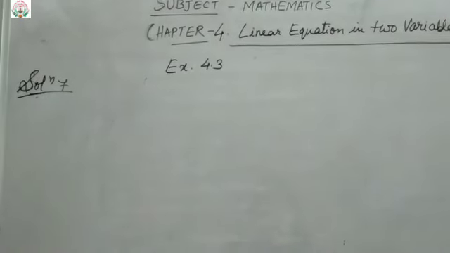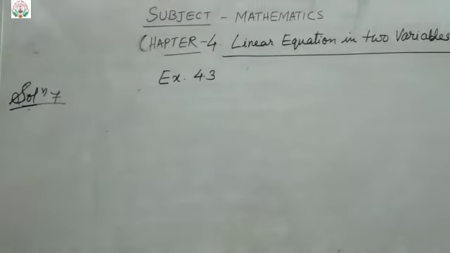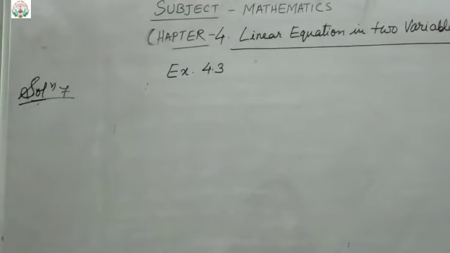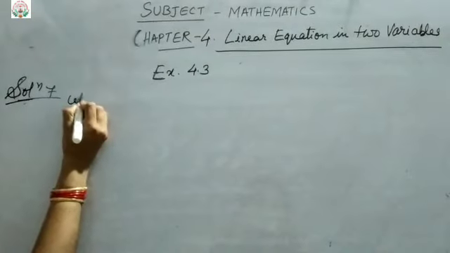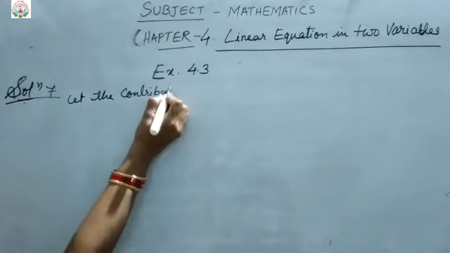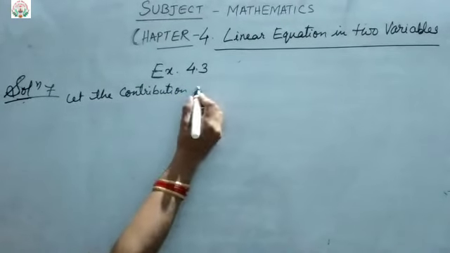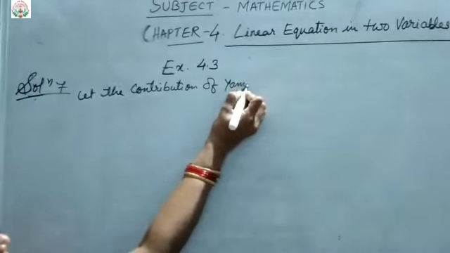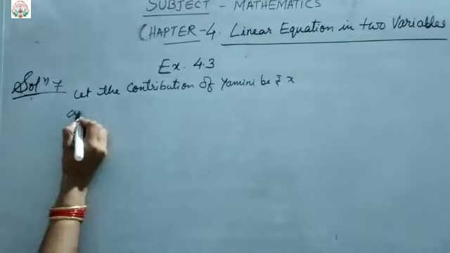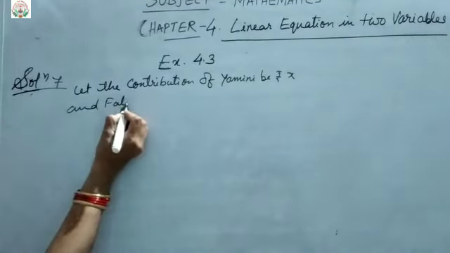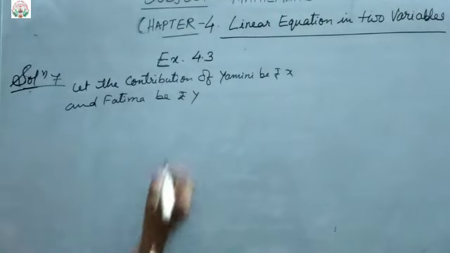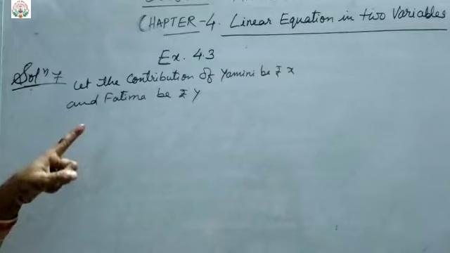You may take the contribution of Yamini as X and Fatima as Y and draw the graph for the same. So now we let the contribution of Yamini be rupees X and Fatima be rupees Y. This hint is given in the book itself.